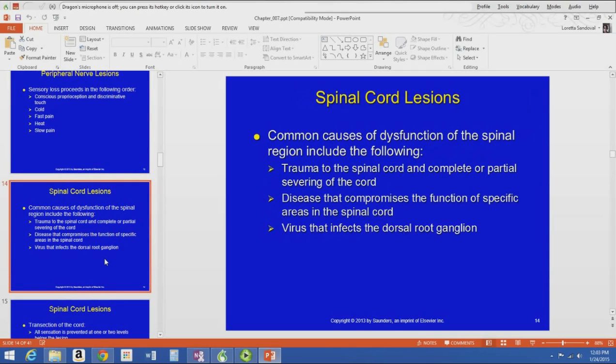So with spinal cord lesions, a lot of times it's because you've had trauma to the spinal cord, a complete or partial severing of the cord.